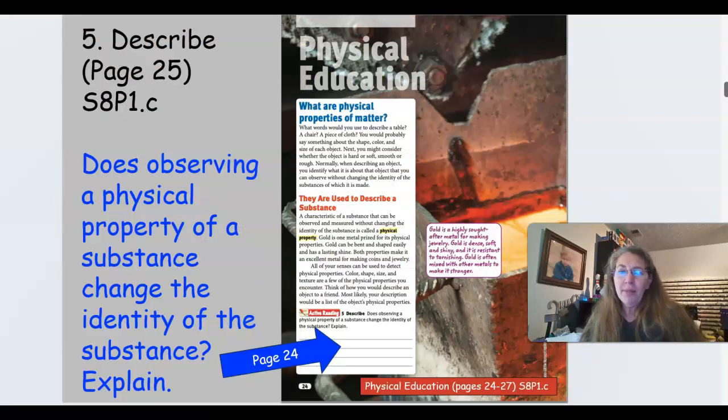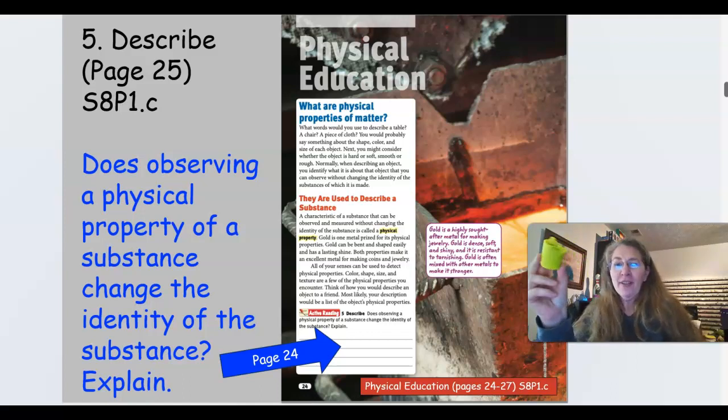So after you read the information on page 24, you have a describe prompt. This describe prompt says, does observing a physical property of a substance change the identity of the substance? First you have to say yes or no, and then you need to explain why you chose yes or no. Make sure to use science words as much as you can.